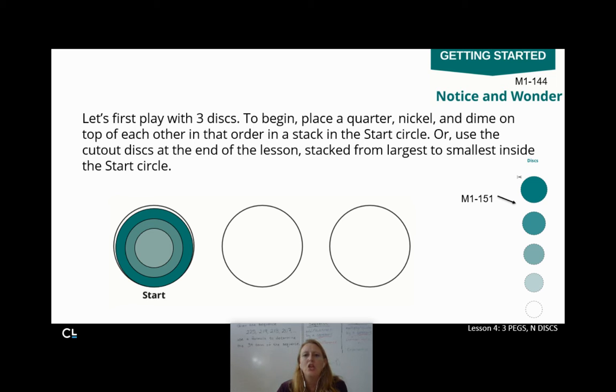So again, we're stacking them largest to smallest in the start circle. Yeah. So remember our rules. You can only move one at a time. And you can't put a bigger one on top of a smaller one.